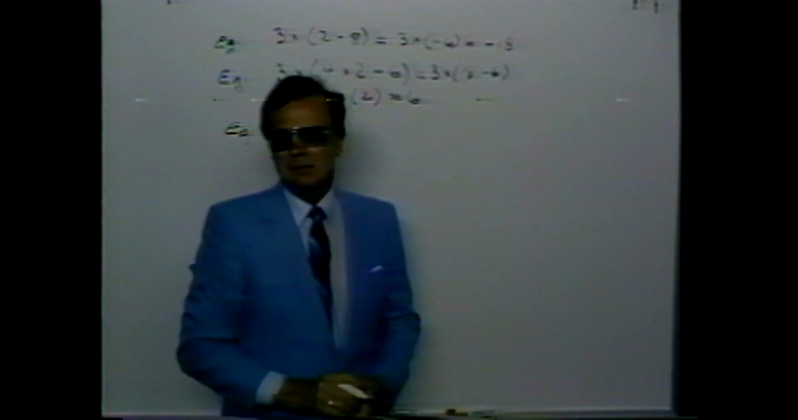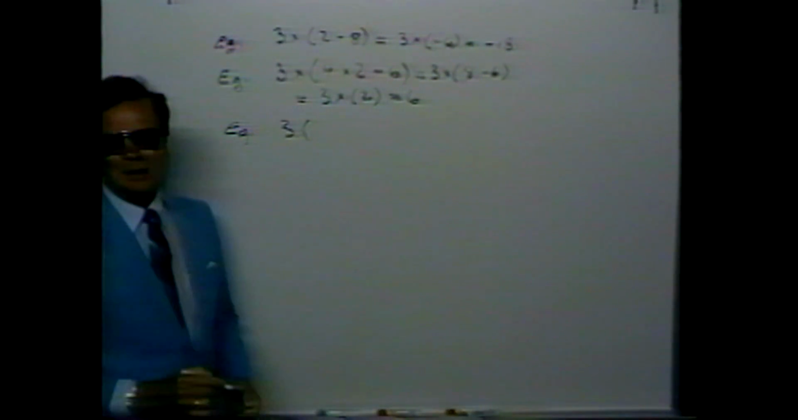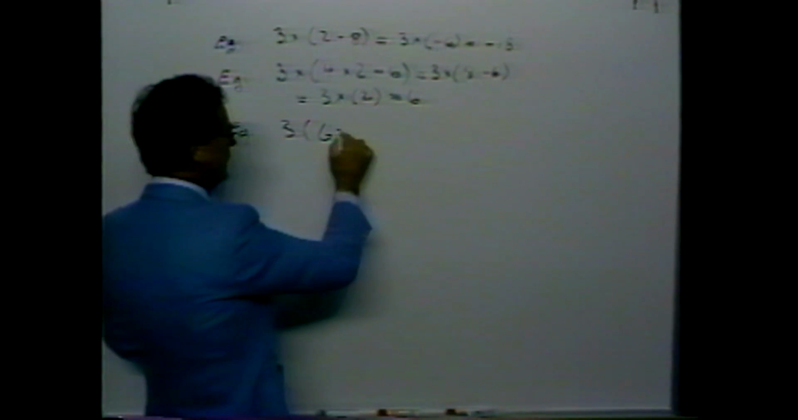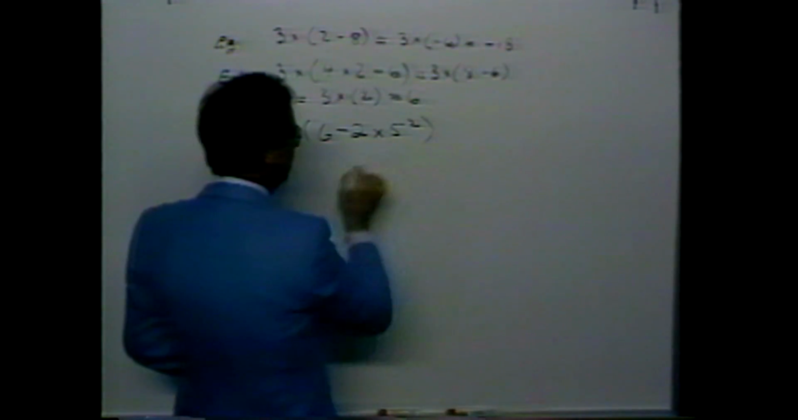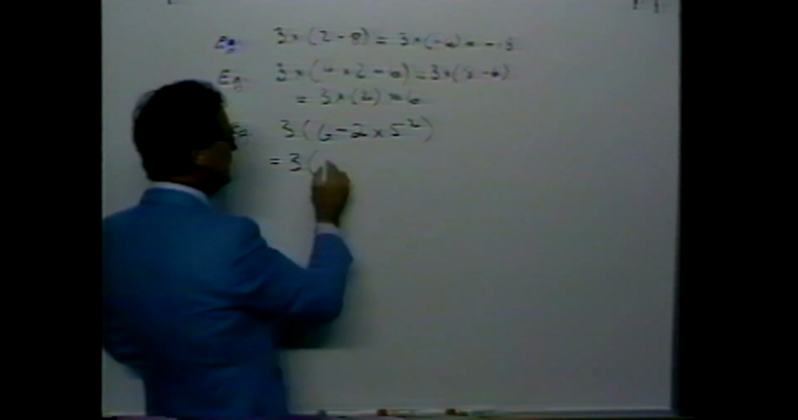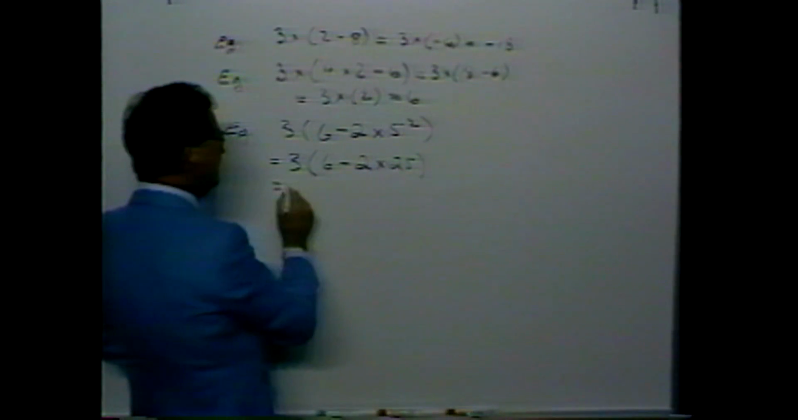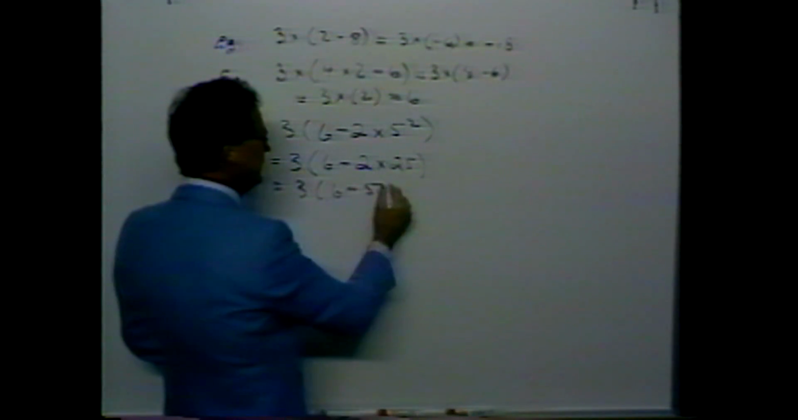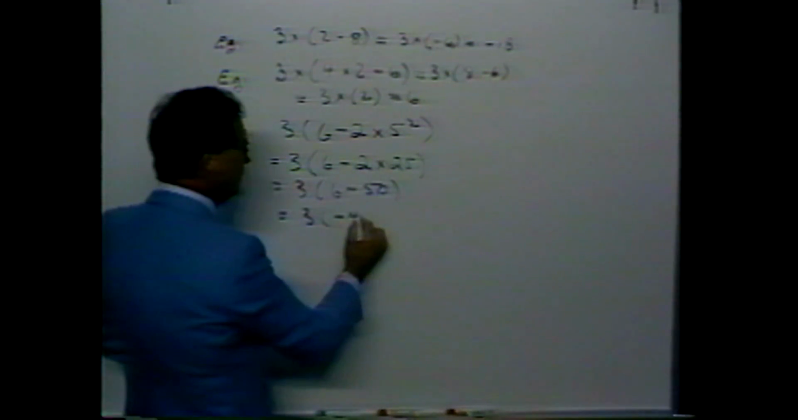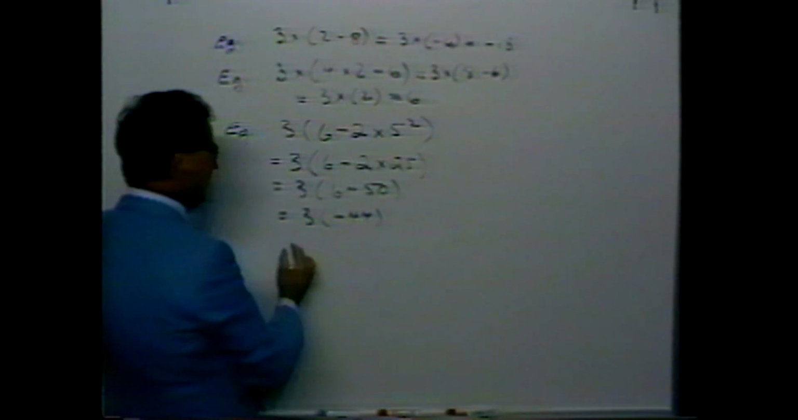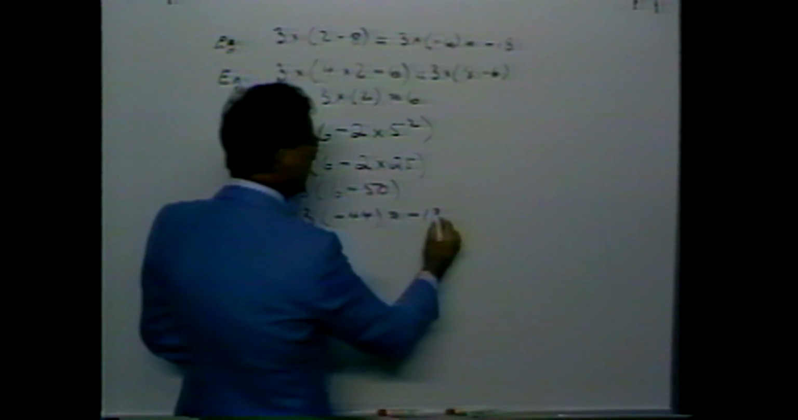In the next example, we have 3 multiplied by 6 minus 2 multiplied by 5 squared. Subtract. So this is equal to 3 times 6 minus 2 times 50, which then becomes 3 times 6 minus 50. And finally, we have 3 multiplied by minus 44. And eventually, 3 times minus 44 is minus 132.